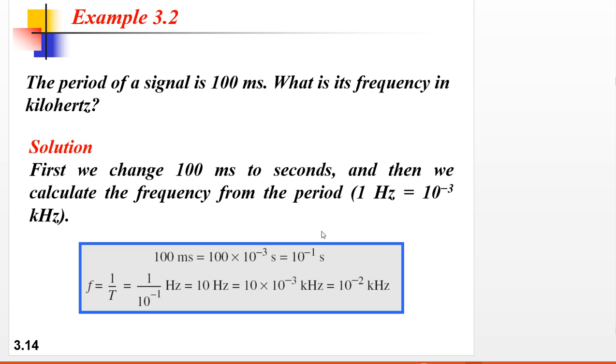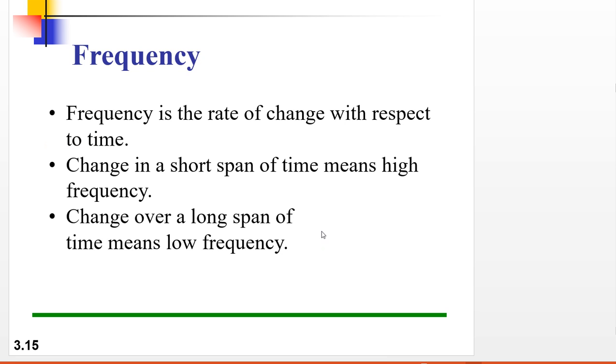If you convert it, 1 hertz is equal to 10 to the power of minus 3 kilohertz. Now the answer you are seeing: 100 milliseconds is converted, that equals 100 into 10 to the power of minus 3 seconds. Okay, fine. Now frequency equals 1 by T. If you substitute the values, you will get 10 to the power of minus 2 kilohertz.